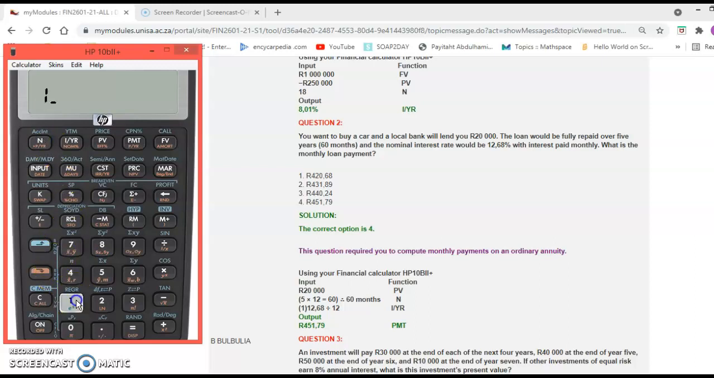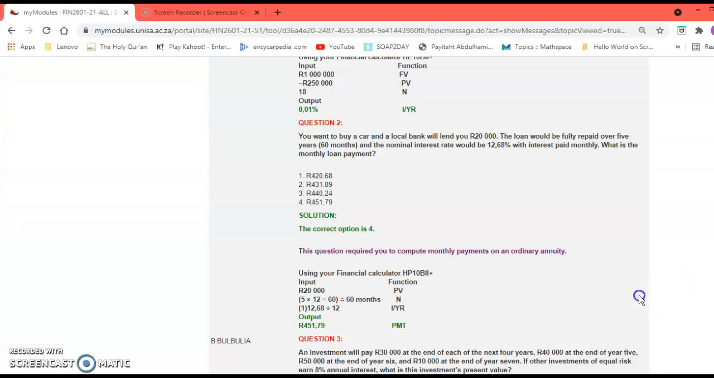Next, we want 12.68. And this is your interest per year. We want it per month, so we divide by 12 and we put that as I. Next, we want to calculate my answer. So the question is, what is the monthly loan payment? So my output is PMT, and that gives me 451.79. So that sorts out question 2.